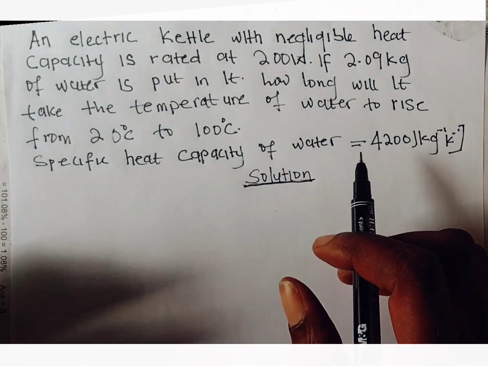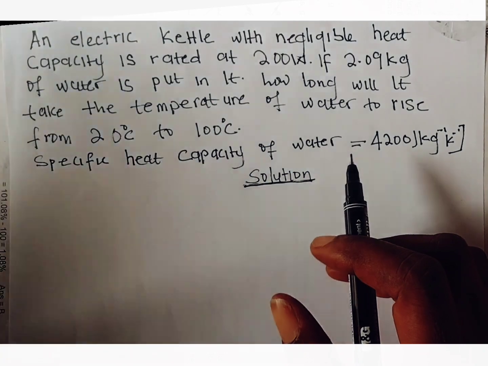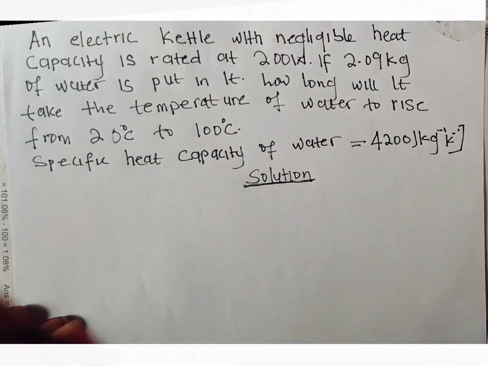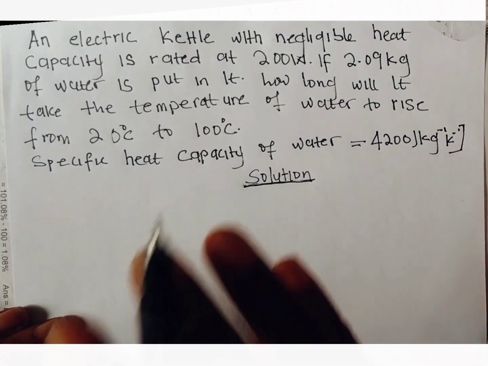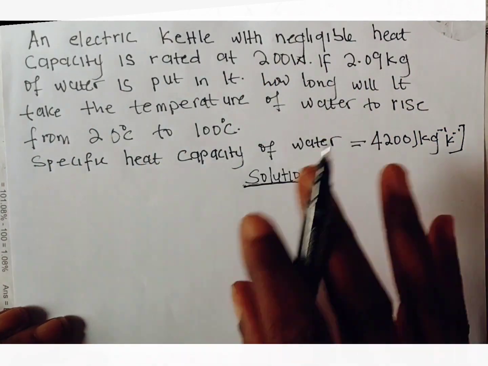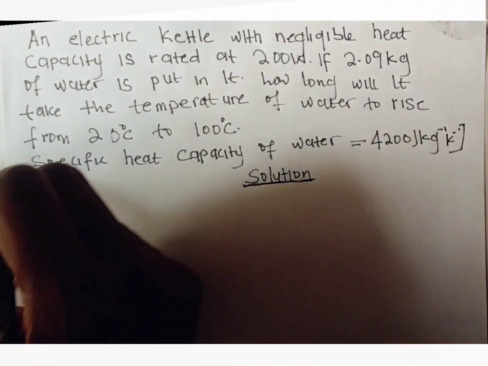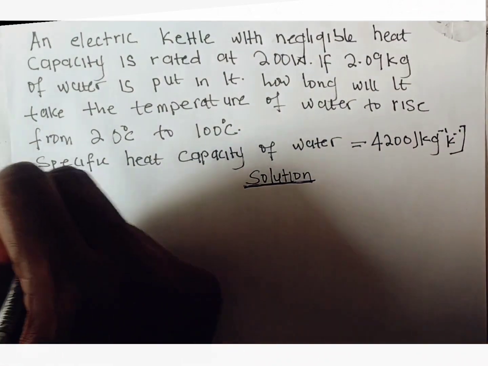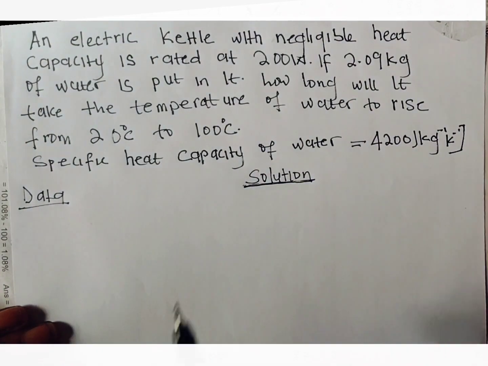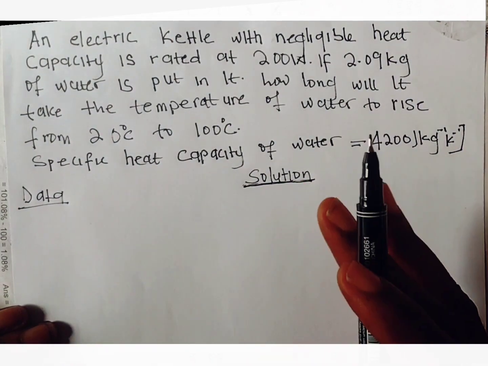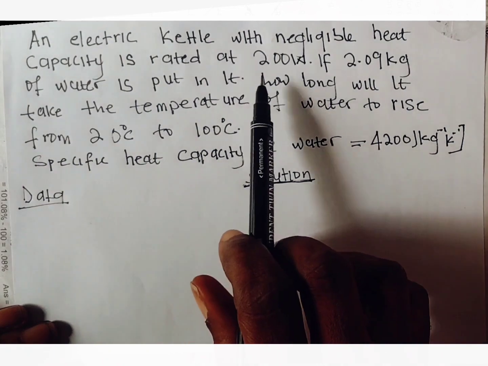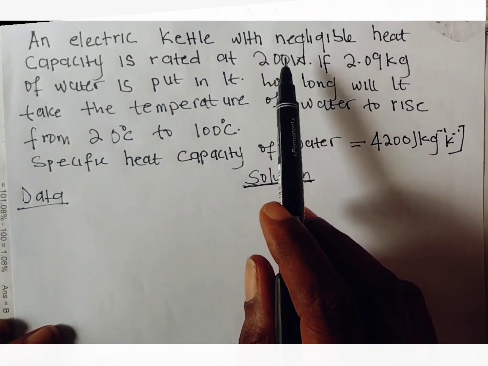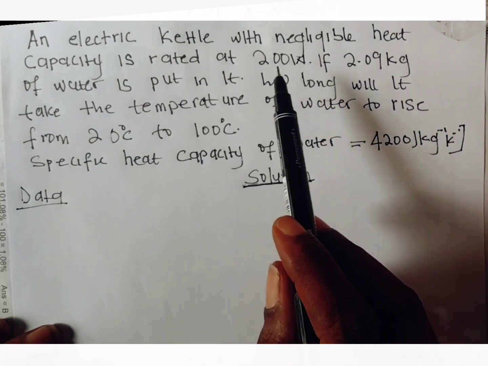Always, students, if you come across any word problem, please endeavor to first of all write out your data so that you will see it at a glance and then know the formula to apply in solving the question. So write out data, which is the information given in the question. The first information given to us in this problem is 200 watts. They told us that the rating of the kettle is 200 watts.